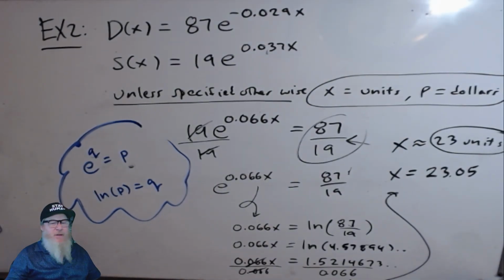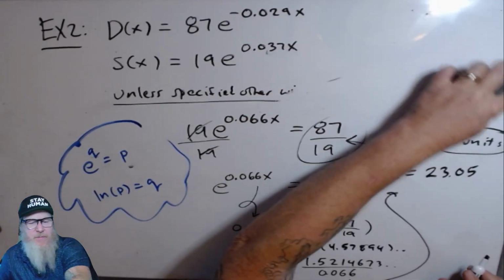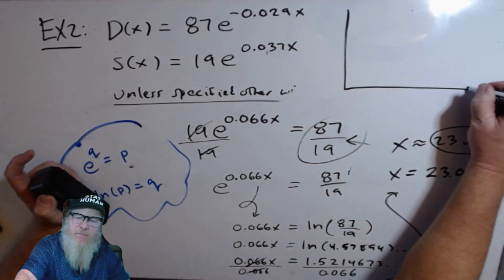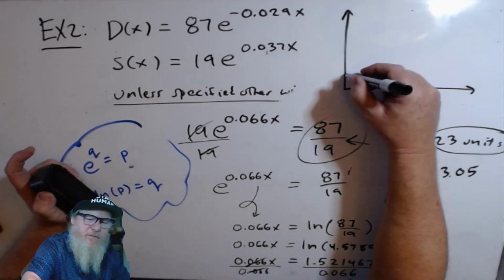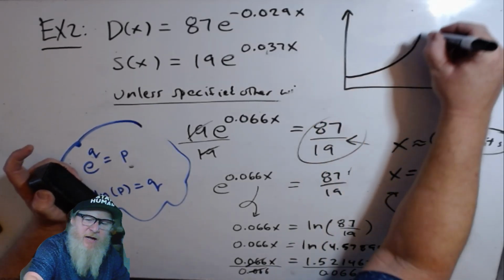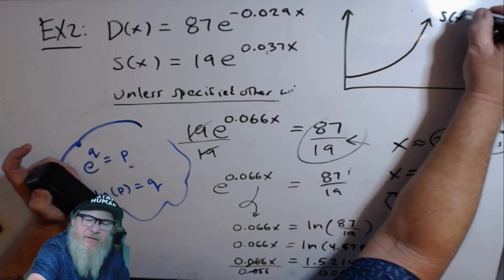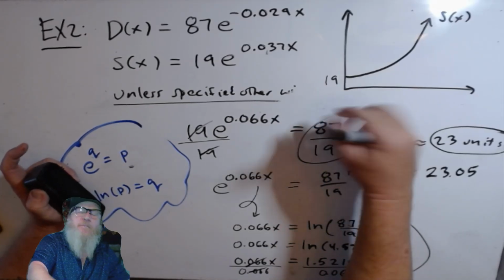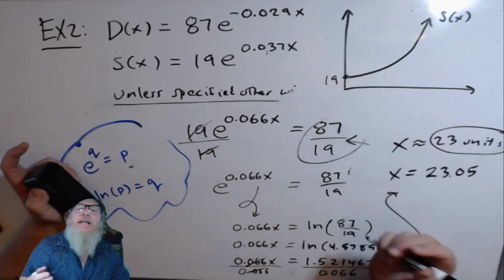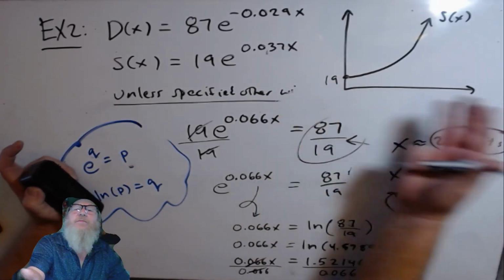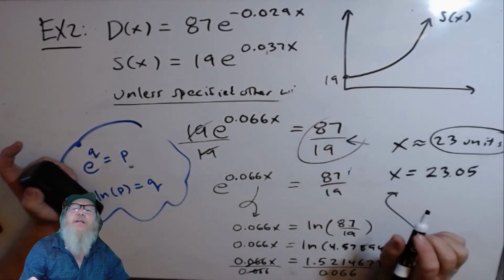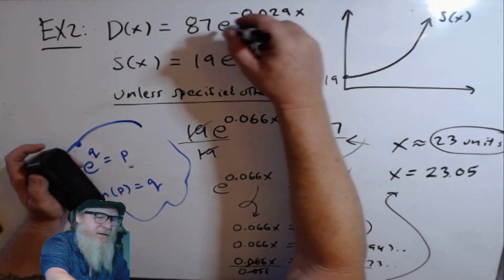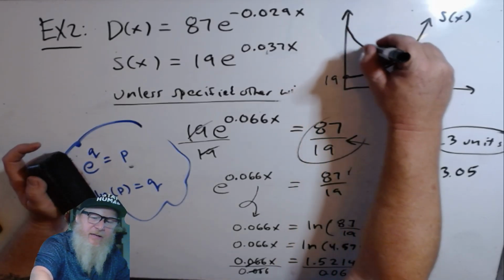This is an interesting graph, actually, because the supply does not start at 0 like many of our previous examples. The supply curve goes up like this, and it starts at 19. So this company has 19 units even when nobody is buying it. They've just got them sitting in a warehouse somewhere. And then the demand goes like this.